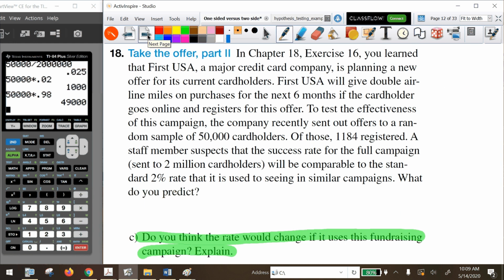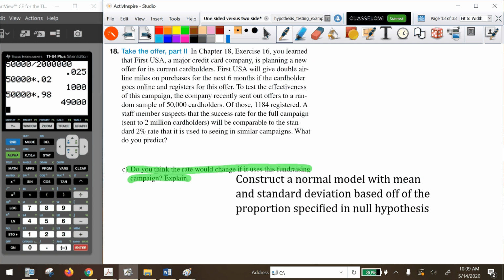And our last question is, do you think the rate would change if it uses this fundraising campaign? Well, we're going to actually conduct a hypothesis test now. We're going to perform the mechanics of that test. So our first step is constructing a normal model with the mean and standard deviation based off the proportion specified in the null hypothesis. So what was our proportion specified in the null hypothesis?